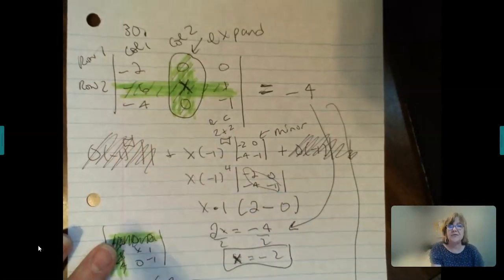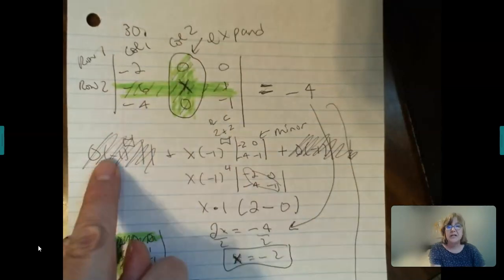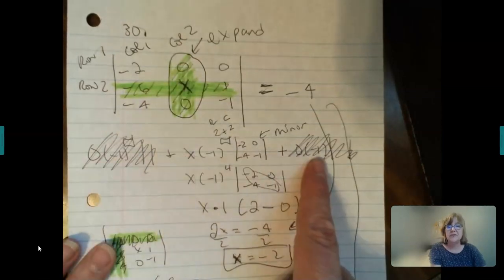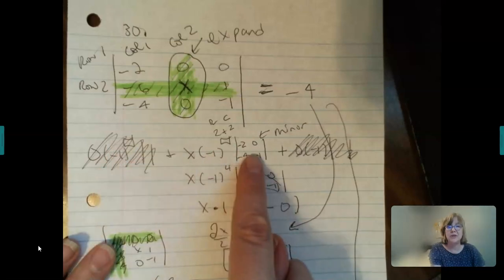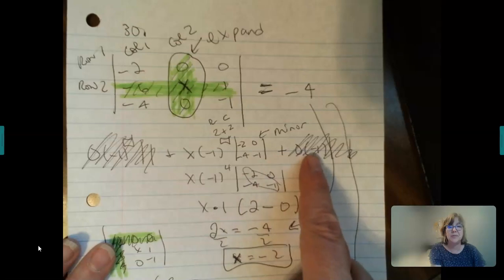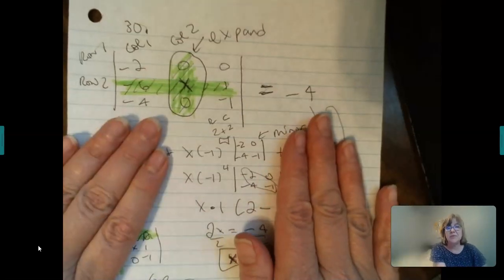So what I did is I looked for where there's lots of zeros. So first I expanded here. So I had a 0, X, and another 0. -1 to whatever power with a determinant, -1 to whatever power with a determinant, and -1 to whatever power with a determinant. These are going to be 0, so I didn't really worry about those.